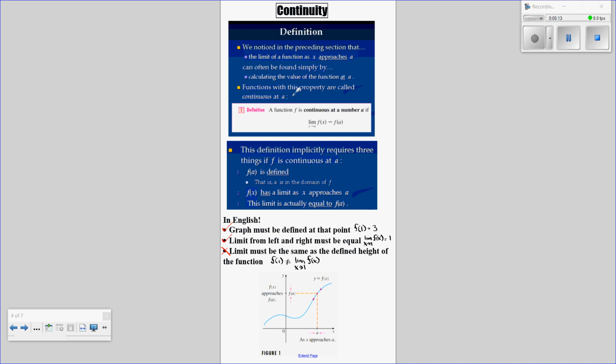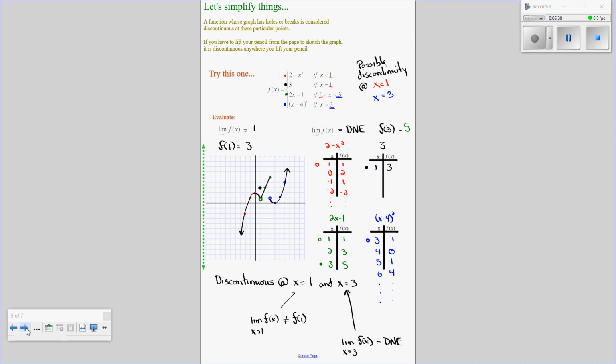These are our notes from yesterday on continuity. Remember, f at a has to be defined. f at x has to have a limit as x approaches a, and the limit has to be equal to the defined height. So step 1 and 2 have to give you the same values. There's an example of a piecewise function that we looked at yesterday.